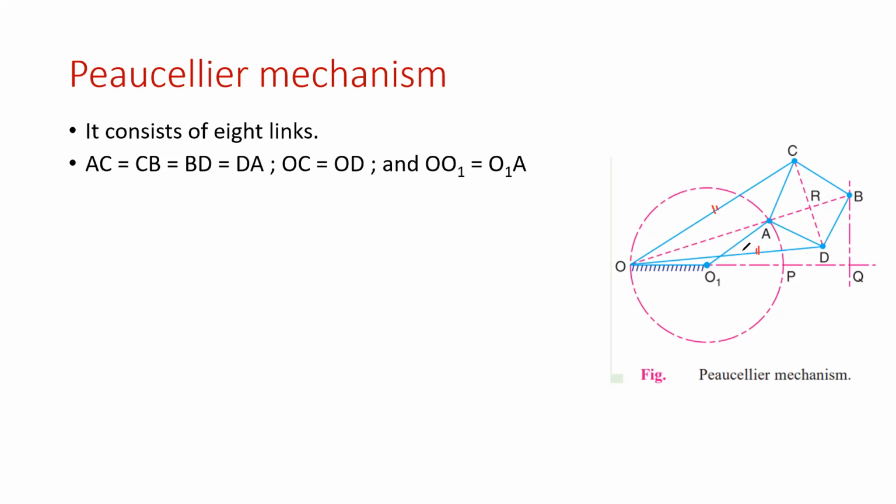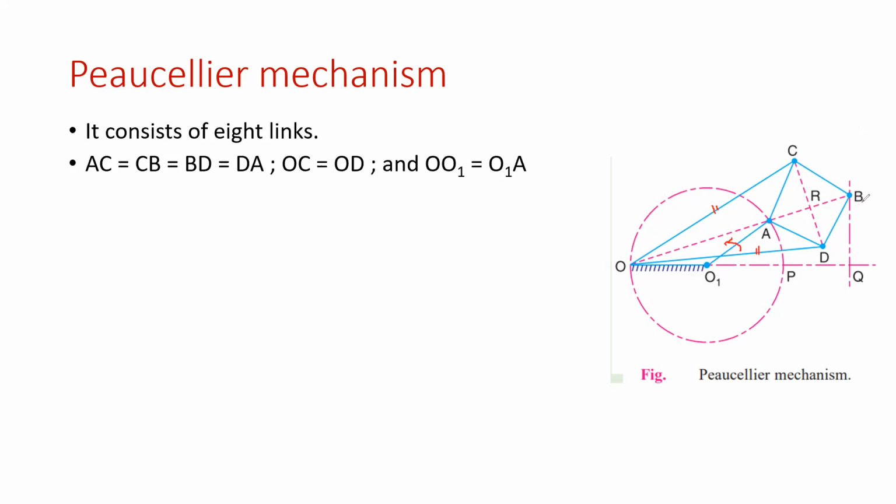So what will happen when this crank O1A rotates about point O1? Point A will move in a circular path, as point A is on a radius, and we have to prove that point B will be moving in a straight line.